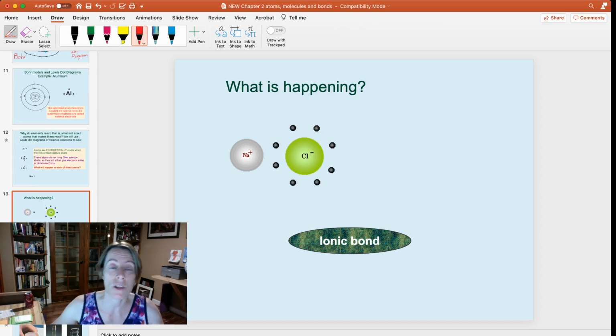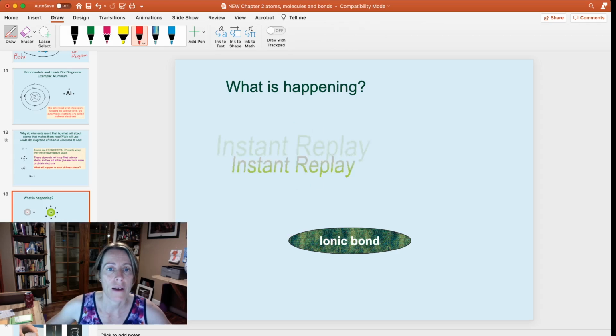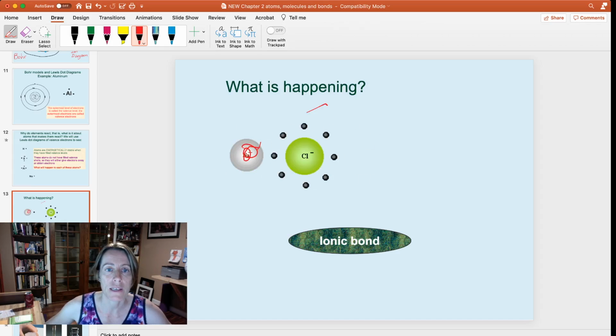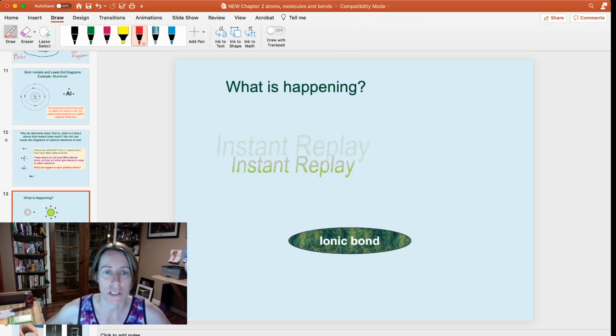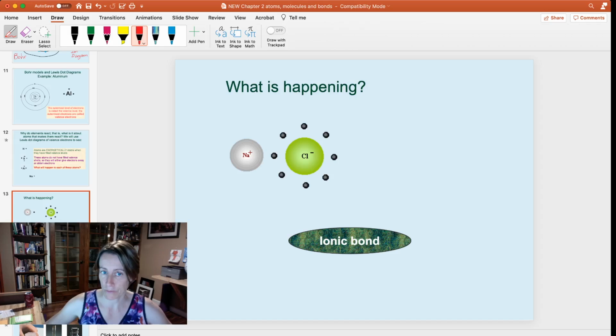And when that happens, sodium ends up with a full outer shell and chlorine ends up with a full outer shell. But one other thing happened too. If you look really closely here, we go from sodium to sodium plus and chlorine to chlorine minus. So as soon as an electron is transferred from one atom to the other, the atoms suddenly gain a charge. They're neutral and then now they've got a charge. So we're going to talk about why that happens on the next slide.